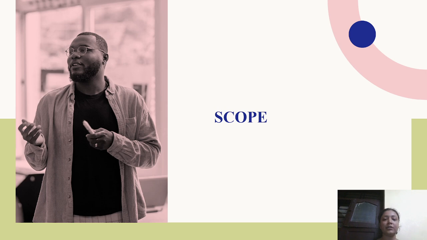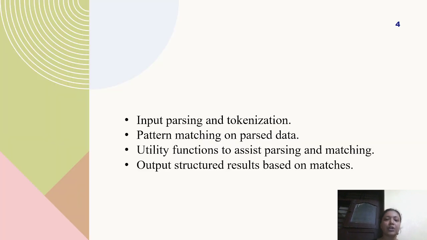Next is the scope of this project. The scope covers three main things: breaking down the input text, matching those pieces with certain patterns, and using helper functions that make parsing and matching easier. The final goal is to produce structured output that represents the matches we found in the input.